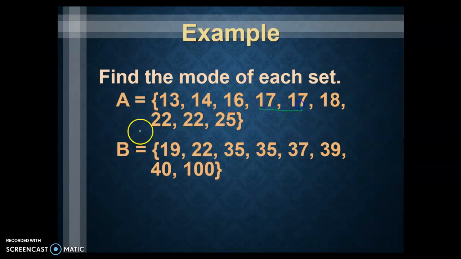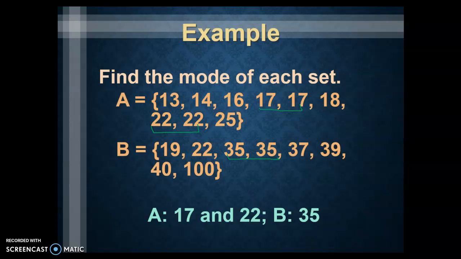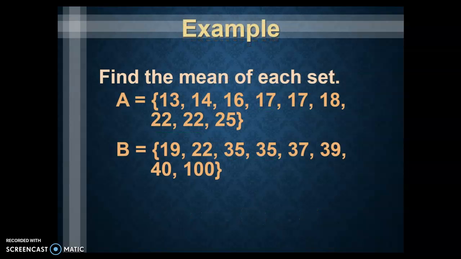The mode of each set is the one that's repeated the most, and I see in set A we've got a bimodal set here. 17 and 22 are both repeated twice, while in set B, you can see that our mode is 35. It's the only number that's repeated twice. It's repeated the most.